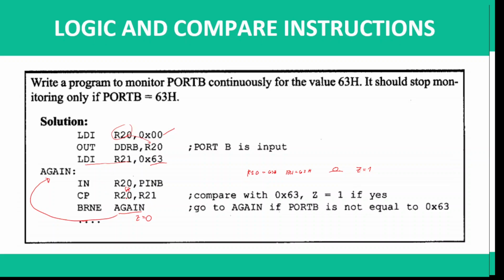So for example, na-detect niya the R20 value is, for example, not equal to 63. Let's say 65. So 65 minus 63, our output is 2. And this will have our Z flag equal to 0. So, it will loop again sa atong function. So, magbalik-balik siya until makuha niya ang 63H. So, that is the use for the CP instruction.